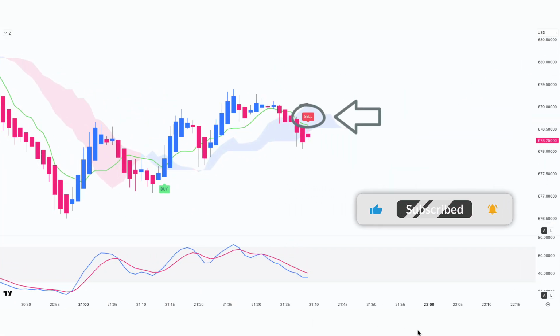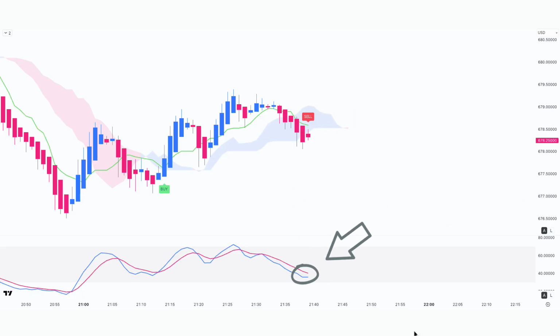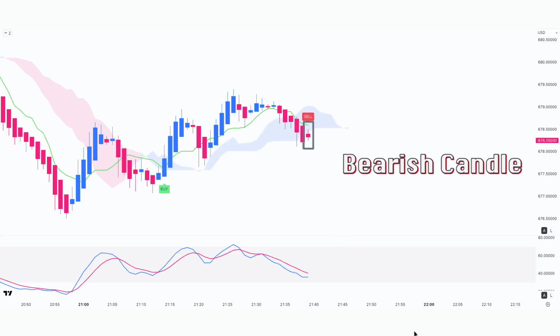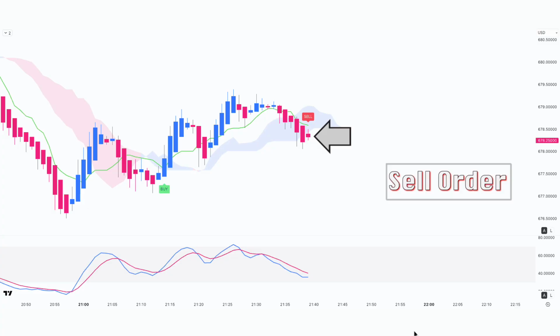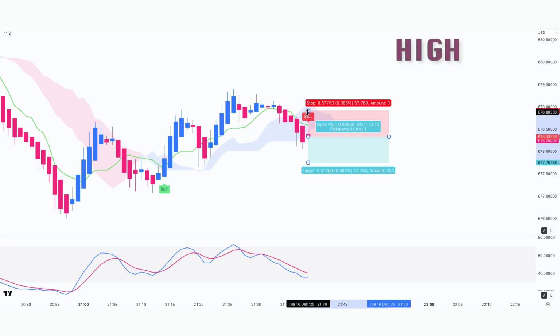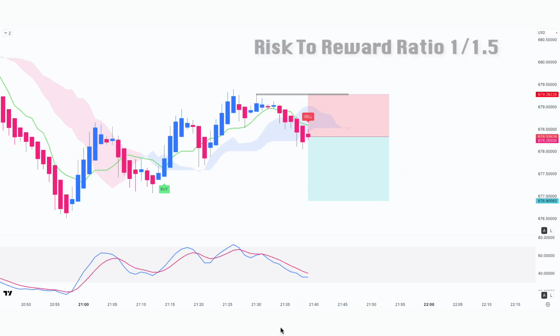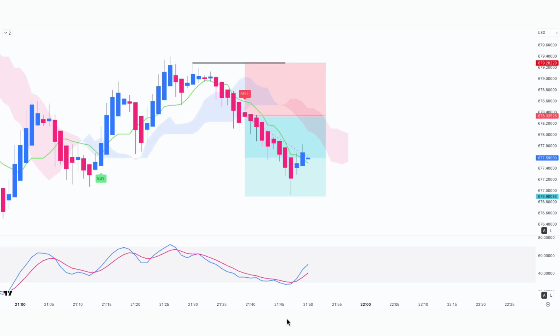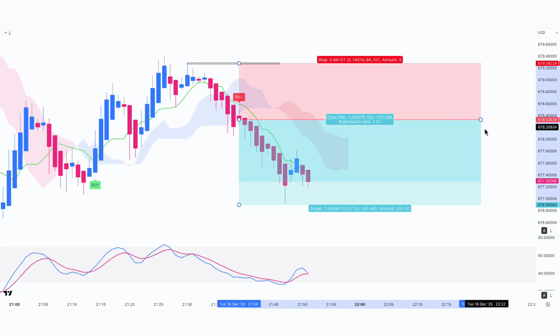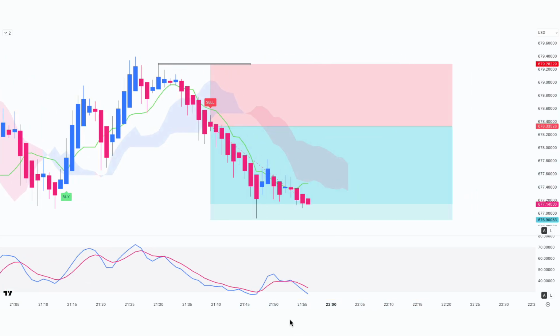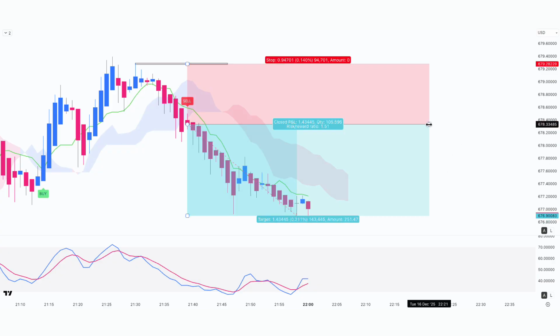When the Tenkan cloud signals arrow of this indicator is a sell signal, when the red line of the DiNapoli Preferred Stochastic Oscillator is above the blue line, and when the market forms a bearish candle, if this condition is fulfilled, then we will place a sell order. Our stop loss is to be placed at the previous high of the market, and the risk-to-reward ratio will be 1:1.5. The market has completely hit the target.